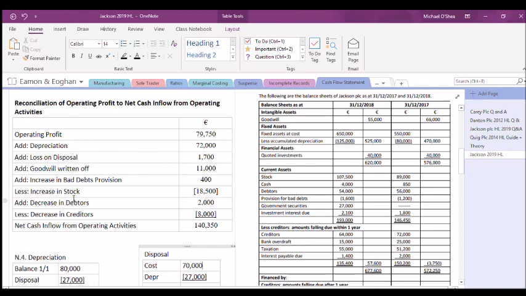And the stock, if there's an increase in stock, you take it away, you do the opposite of what you'd assume in your head. And if you have a decrease in stock, then you add it. Basically, if it says increase here, take it away. If it says decrease, you add it. Why? Because stock doesn't affect cash. It's purchases that affects cash. So I just want to get rid of the stock from the question. Hopefully that should clear up the reconciliation of operating profit to net cash inflow.